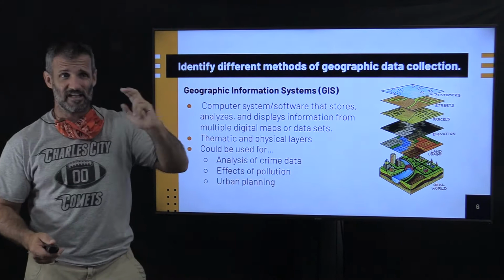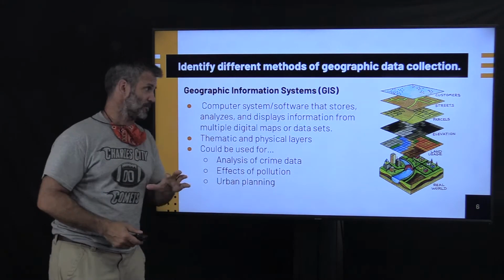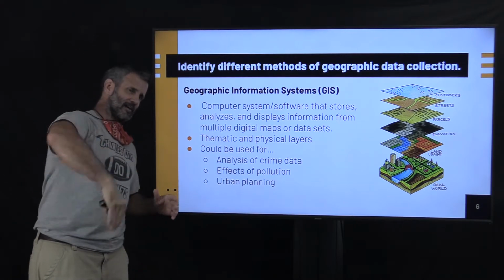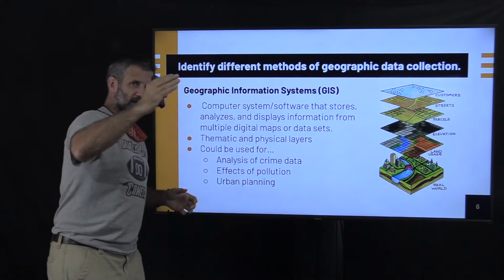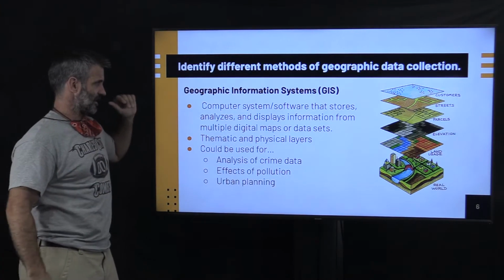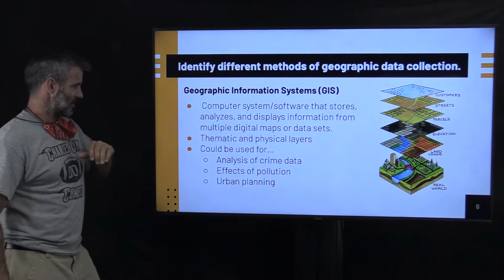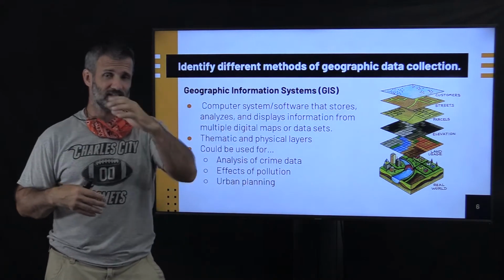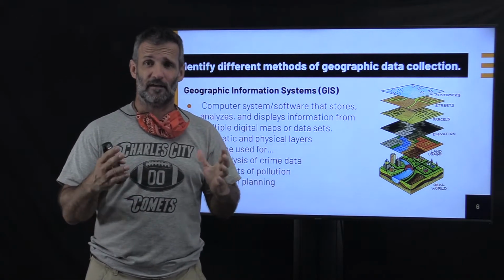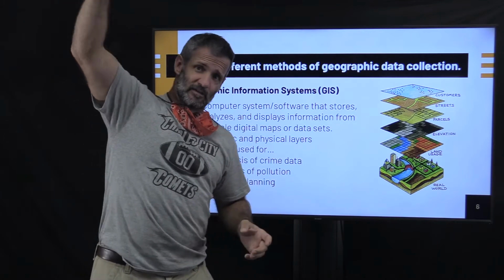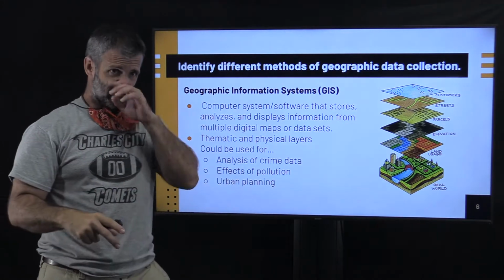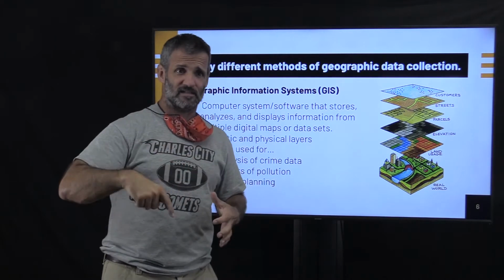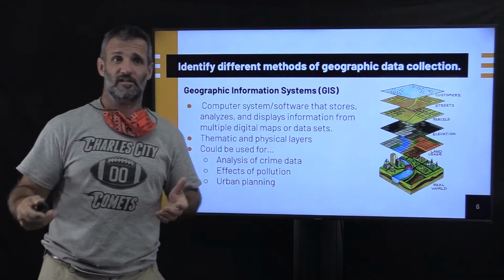All right, so first we have GIS, Geographic Information Systems. It's a computer software system that collects data, analyzes data, and then can overlay it in different ways to look at it. They can be thematic, physical, crime data, effects of pollution, urban planning. What we use this a lot for, especially in Floyd County, is farmers, as they use the satellite to pinpoint where they're at in their field. They use a form of geographic information systems to make sure it's collecting all the data and doing it the way we want it to be used.